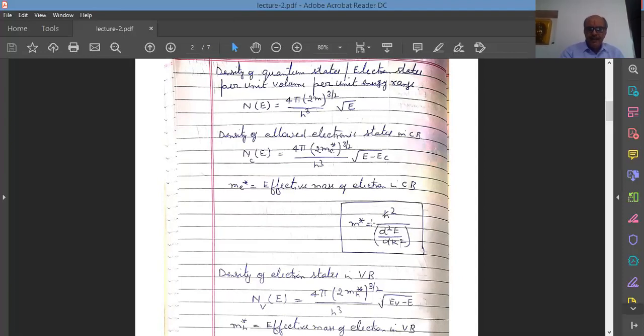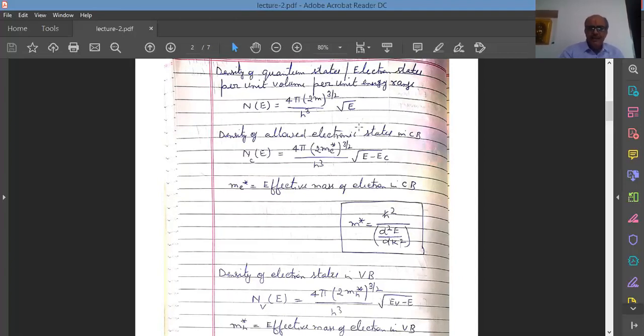M star is h cross square upon d square E over dk square, where E is the energy and k is the wave vector. So once you have the behavior of the E versus k diagram, by taking the second derivative, you can find out the information of effective mass. I will not go into the details.